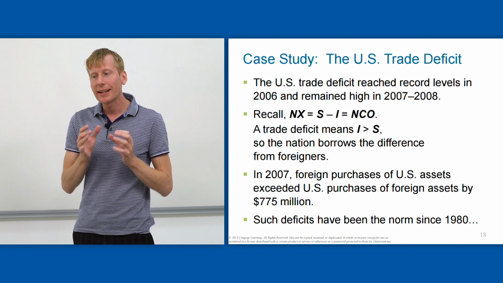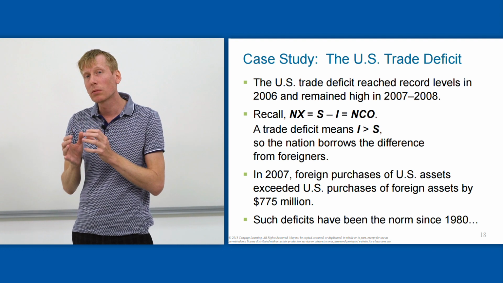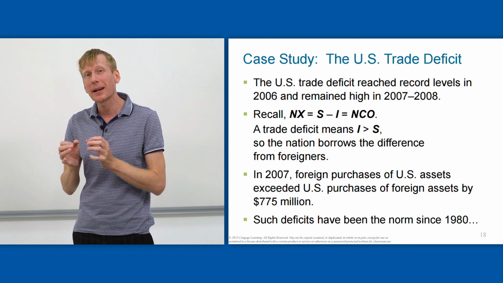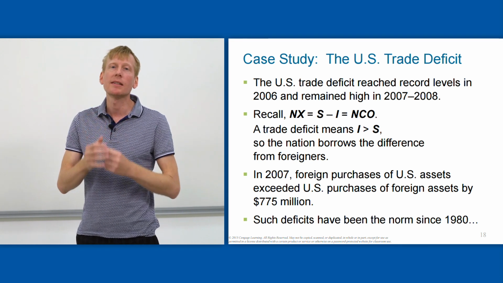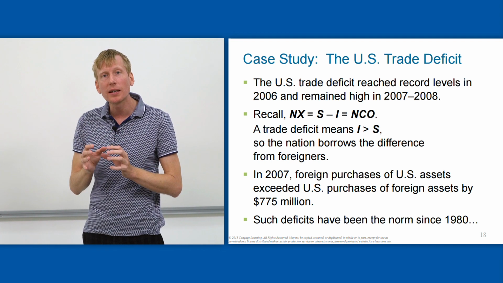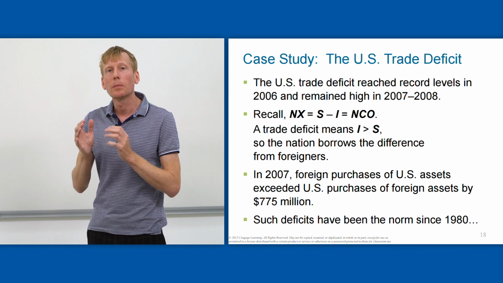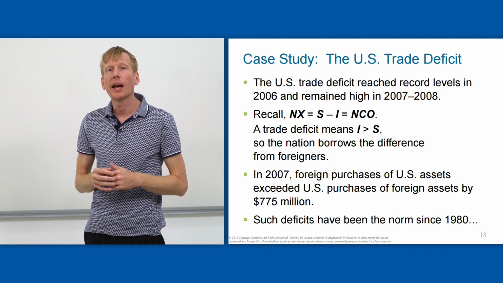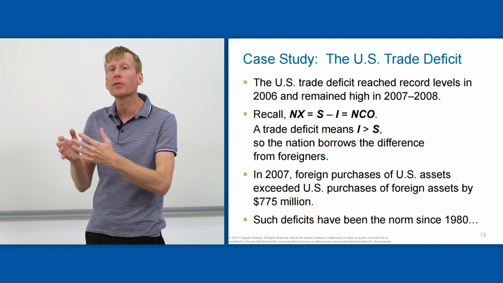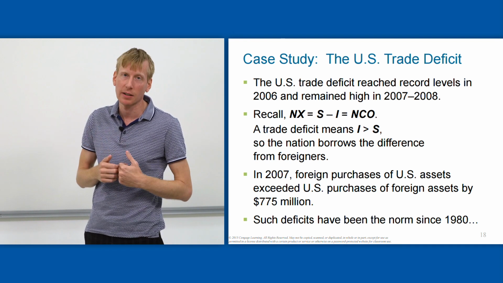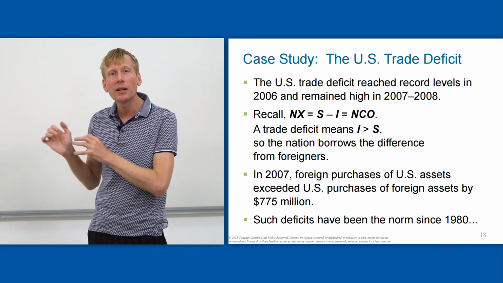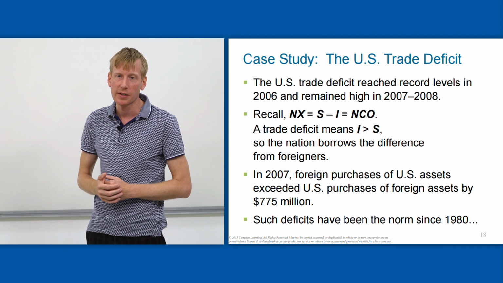Now, if we say that net exports has to equal net capital outflows, which has to equal S minus I, what that means in a special case of the United States is that the United States has every year for decades been saving little and investing a lot. And it's been able to do this because of all of this money coming into the country from a negative net capital outflow by investors in foreign countries.